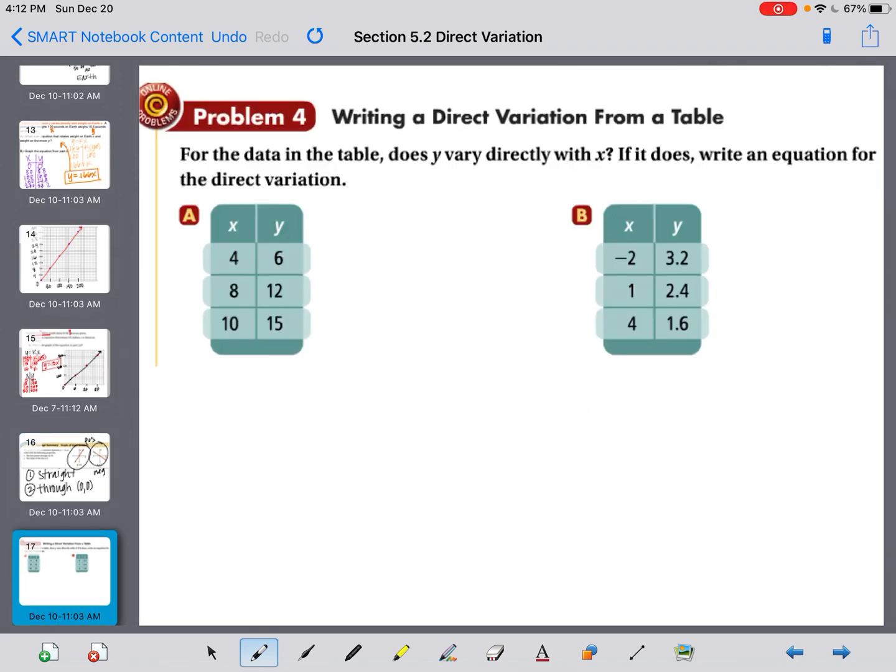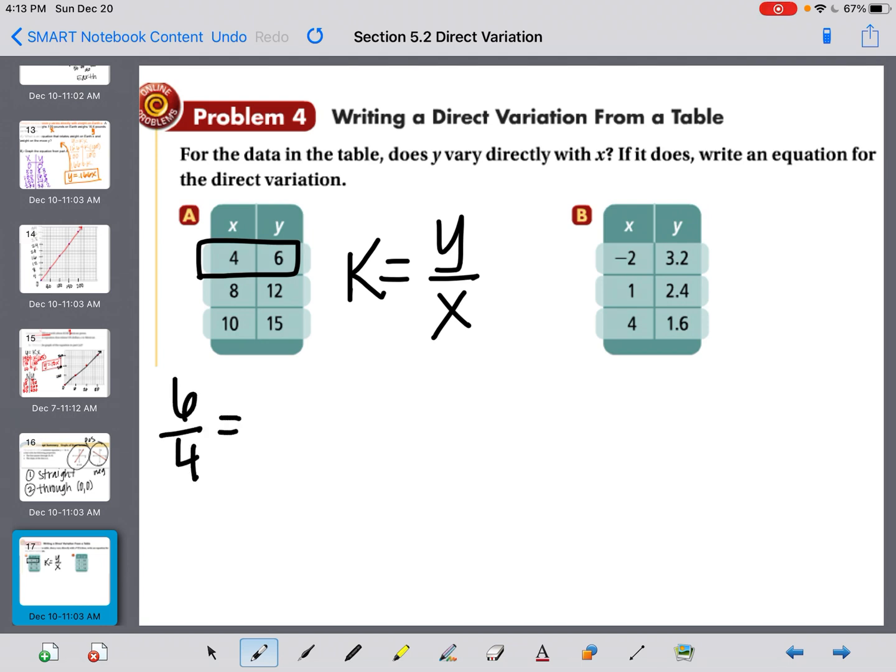All right, so now they want you to be able to write the direct variation from the table. So we have to figure out if it varies directly, and then if it does, what is the equation? Okay, so the best way to figure out if they directly vary, remember that our k, our constant of variation, we found by dividing y by x. Okay, so that's what we're going to do here. We're going to say 6 divided by 4. We know that gives us 3 over 2. Then we're going to try 12 divided by 8, which also gives us 3 over 2.